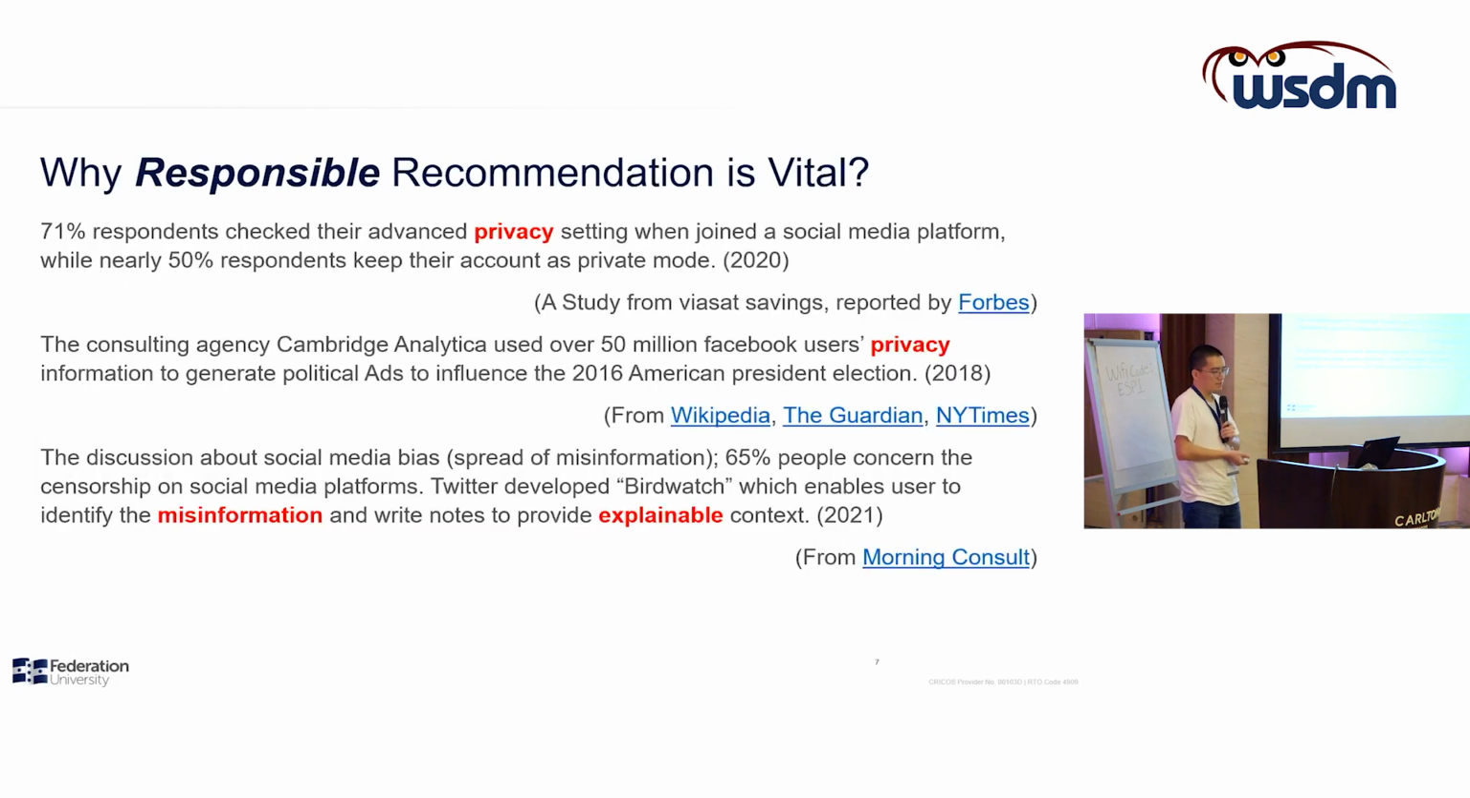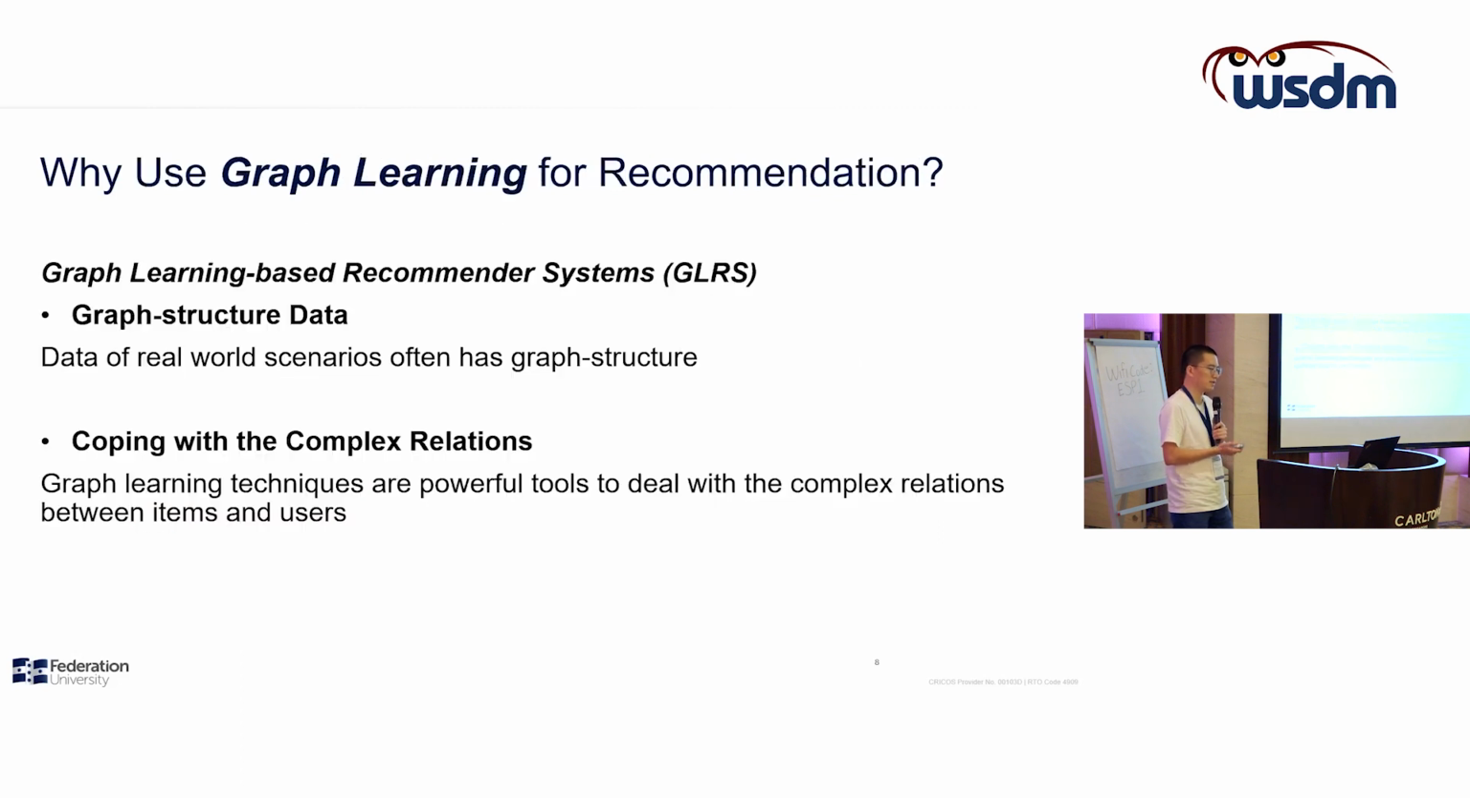So why is responsible recommendation vital? Because of public news, most people are concerned about their private information and about privacy leakage. In recent years, many privacy leakage news stories have been released to the public and caused lots of concerns, like the spread of misinformation, and doubt about unexplainable results also raises public concern.